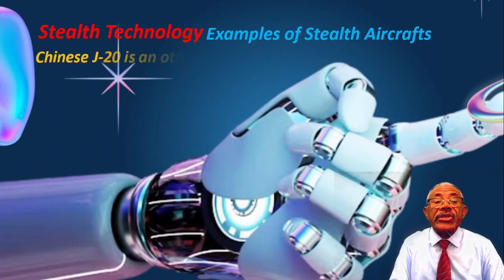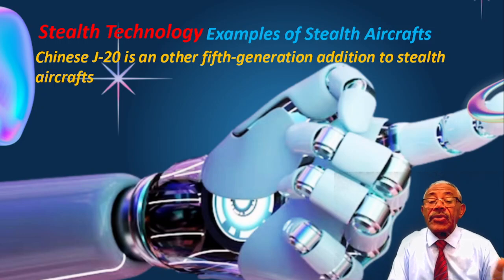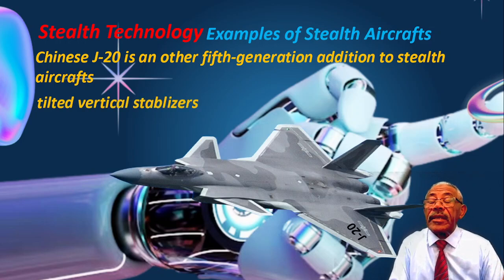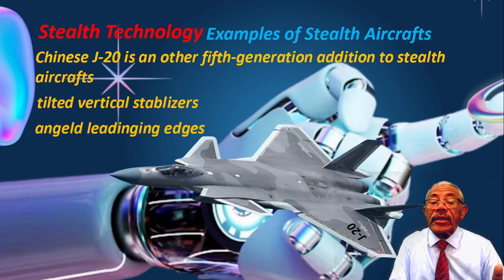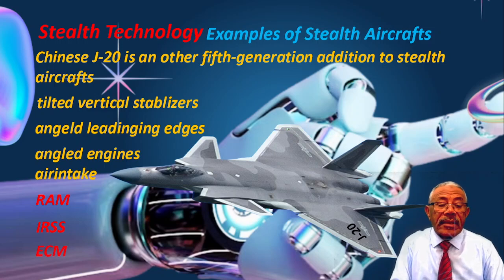The Chinese J-20 is another fifth generation addition to stealth aircraft. Tilted vertical stabilizers, angled leading edges, angled engine air intakes, RAM, IRSS, and SSCM.